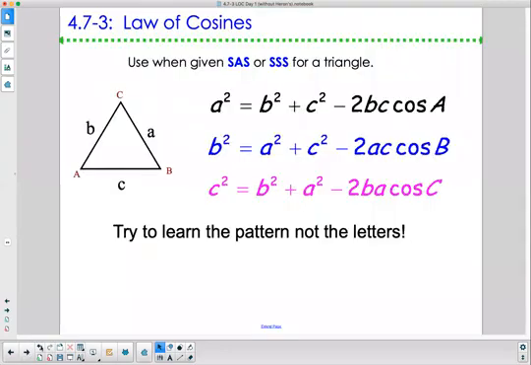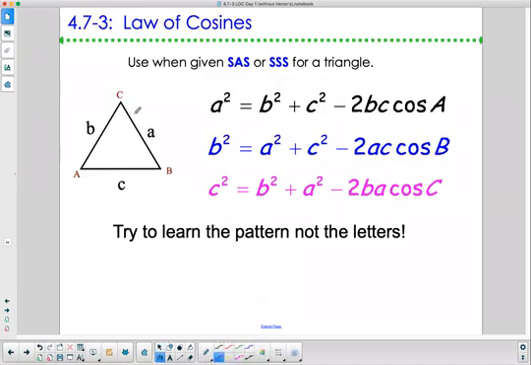Okay, so here is the law of cosines. Please write out all three of these equations. You can't use the law of sines. You have to use the law of cosines if the information you've been given is side-angle-side or side-side-side.